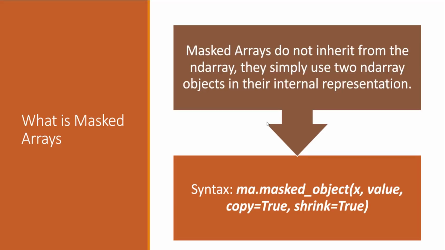Basically, masked arrays do not inherit from the n-dimensional array. They simply use two n-dimensional array objects in their internal representation. For this we are going to use the numpy.ma.masked_object function, which is like masked_values but only adjusted for object arrays. So it is a combination of a numpy ndarray and a mask, and by using masking of arrays we can easily manage the missing or invalid data in our data set.